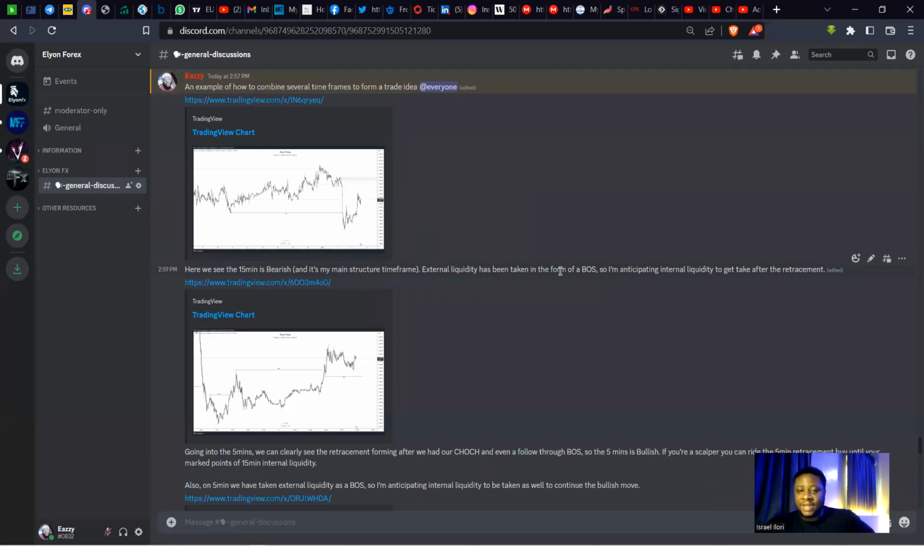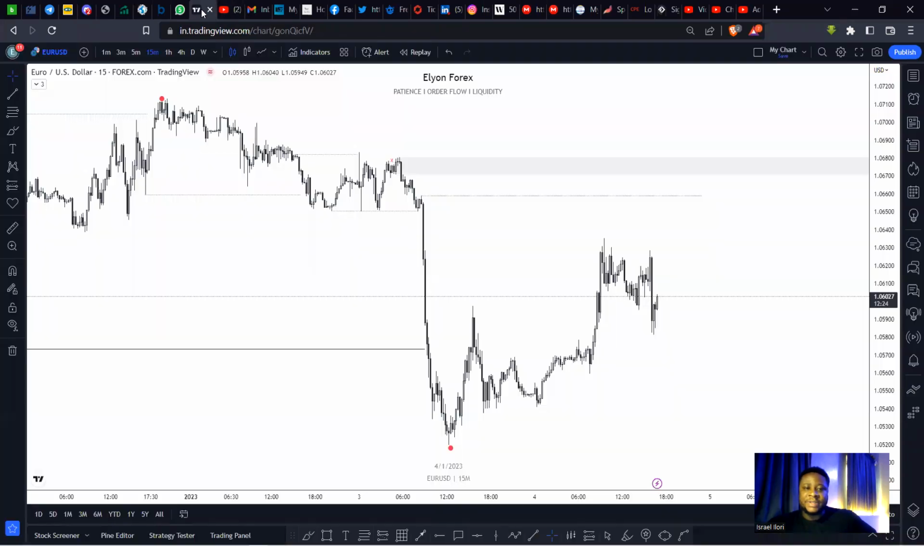External liquidity has been taken in the form of a break of structure. So I'm anticipating internal liquidity to get taken after the retracement. And that was just what I explained shortly.